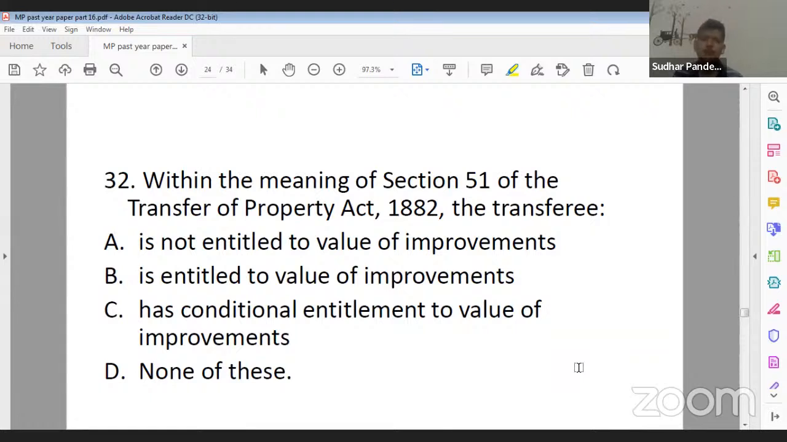As per section 51 of Transfer of Property Act, the transferee is option A, not entitled to the value of improvement. Option B, entitled to the value of improvement. C, has conditional entitlement to the value of improvement. And D, none of these. So its correct answer is B for Bangalore.